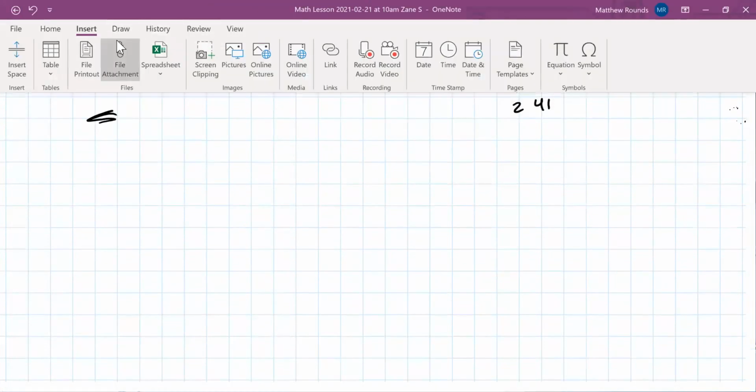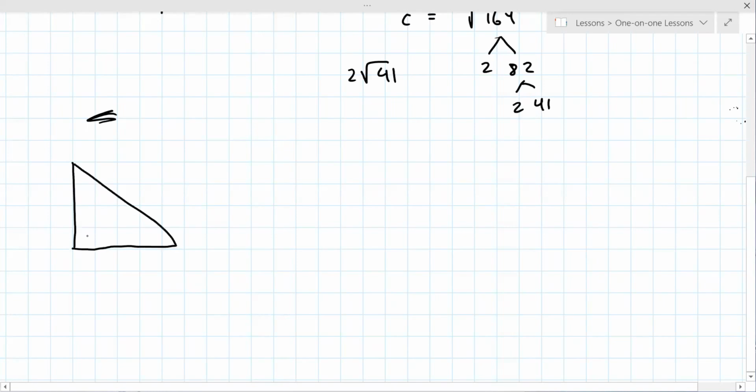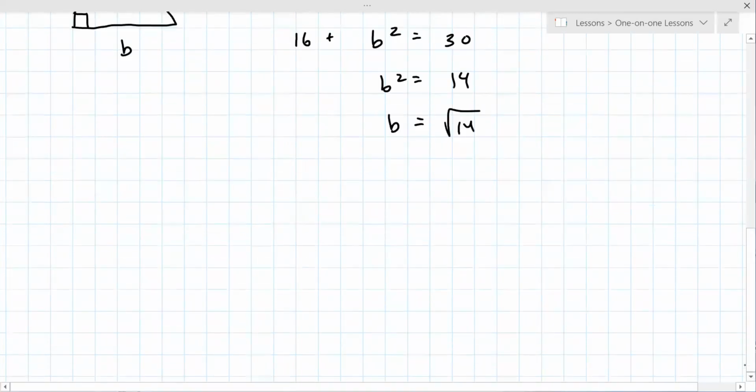Now, one of the things you're going to be able to do here, which is a more advanced technique, is that I don't have to give you nice numbers for these. I can tell you that this is 8, and this is the square root of, I don't know, 30, and I want you to find b. Actually, that is not right. Let me give you another number here. Let's say that's 4. It's still the same thing: 4 squared plus b squared equals the square root of 30 squared. So 16 plus b squared equals 30. b squared equals 14. So what does b equal? b equals just the square root of 14.